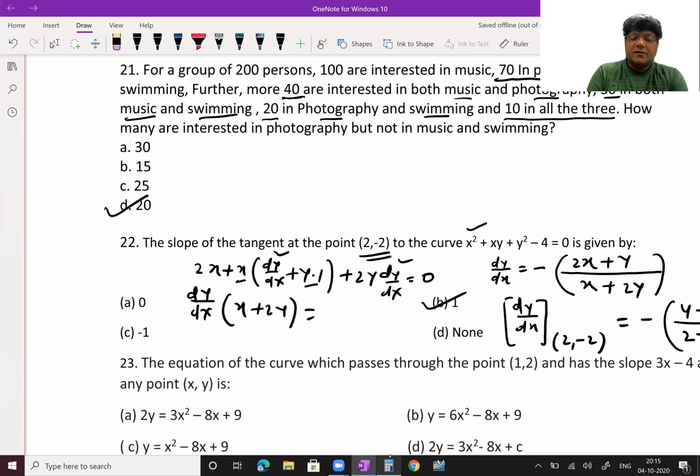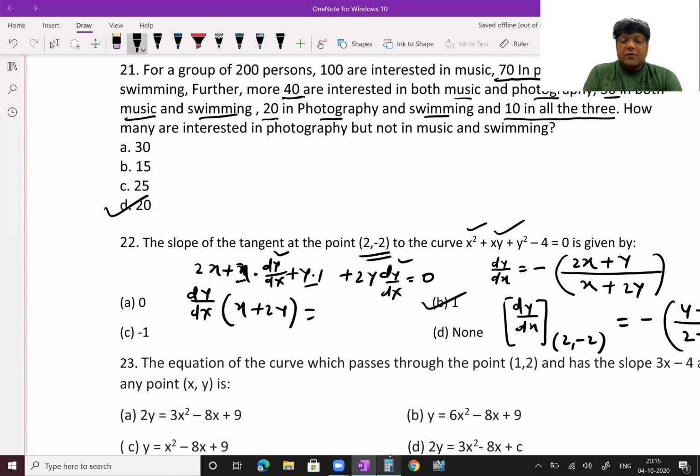This bracket is not there. This is x into dy by dx. Look guys, derivative of xy will be what? x into d/dx of y, that is x into dy by dx, plus y into d/dx of x, that is... what? This bracket will not be there.